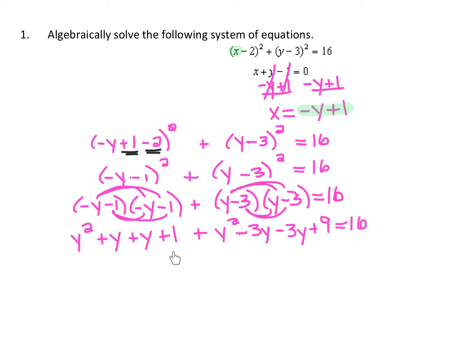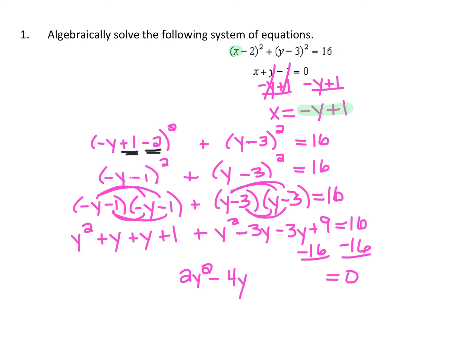Now, I know I have to combine like terms over here, and I also have to get this side of the equation set equal to 0. So why don't we do that all at once? Let's subtract the 16 from both sides of the equation. That way the right side of the equation equals 0. And when I combine my like terms, y squared plus y squared would be 2y squared. We have a positive y, a negative 3y, and a negative 3y. So if we have negative 6y, and we want to add 2y to that, that would be negative 4y. And then our numbers: 1 plus 9 is 10, and 10 minus 16 is negative 6.